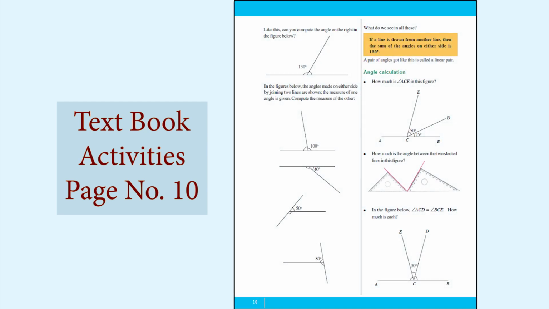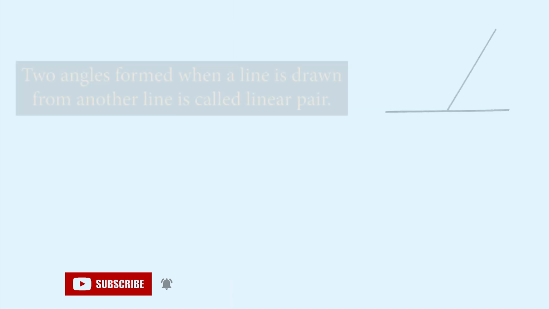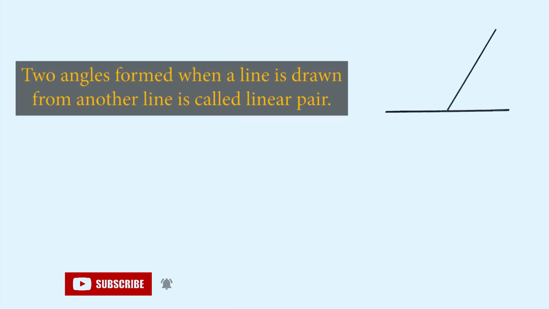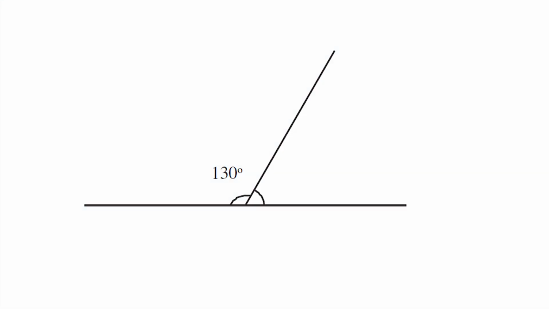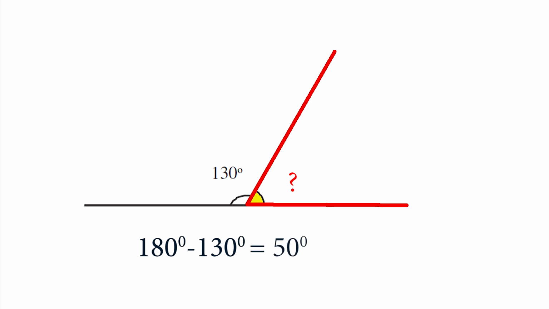Textbook Activities. To solve the problems, we know that the two angles formed when a line is drawn from another line are called a linear pair. The sum of the angles on either side is 180 degrees. In the first figure, one angle is 130 degrees. Then the other angle is 180 minus 130, that is 50 degrees.